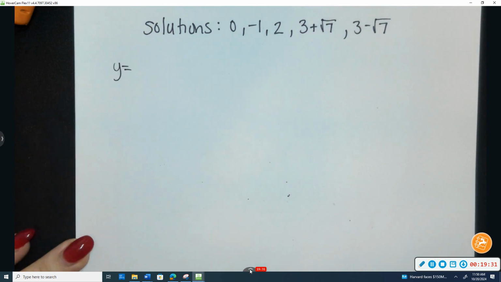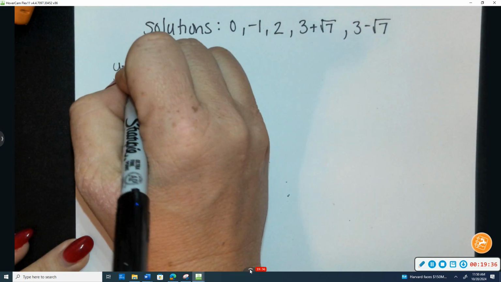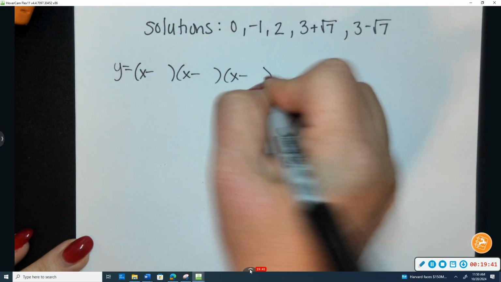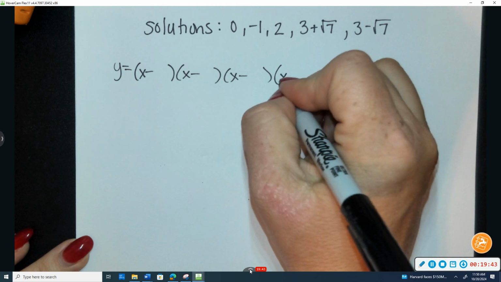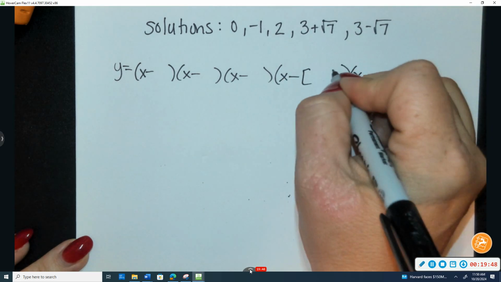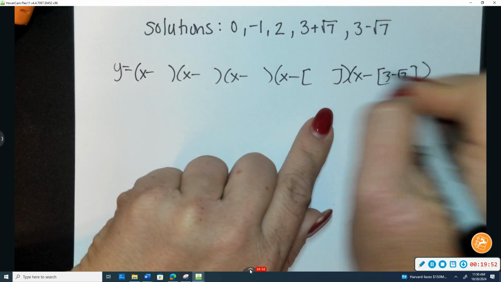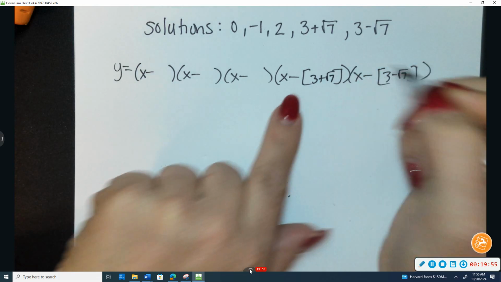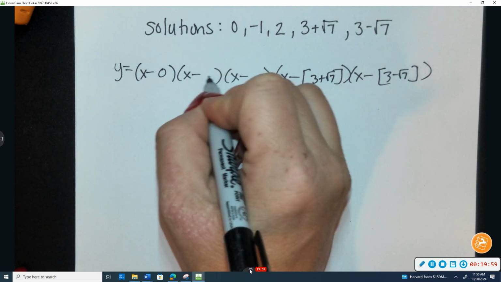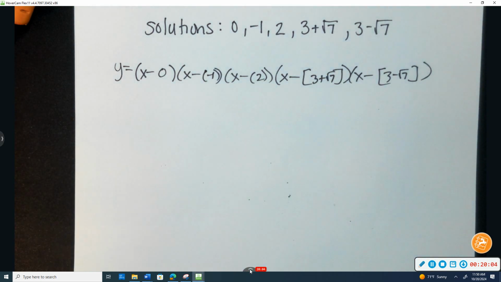So if you are back with me, I'm going to start by setting this up. I'm going to have 3 different parentheses here. X subtract, subtract. These are smaller parentheses, but I can see these 2 need to be much larger. X subtract and x subtract. Now I'm also going to put a bracket inside of here. When I drop this down, it's 3 subtract the square root of 7 and 3 plus the square root of 7. These are going to mimic what we just did in the last example. This is x subtract 0, x subtract negative 1, and x subtract a positive 2.